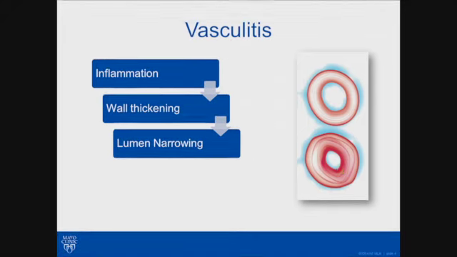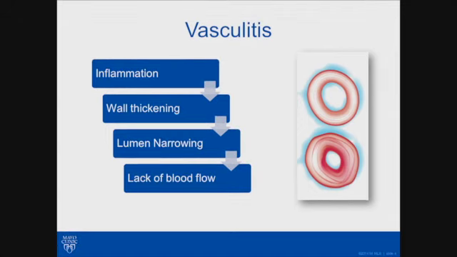And narrow means that less blood can get through that channel, and lack of blood flow, of course, is going to be damaging to whichever organ that blood vessel is supplying. So in the case of large vessel vasculitis, for example, one of the most feared consequences in giant cell arteritis is loss of vision. That's because we're interrupting the blood supply to a very important organ, which is the optic nerve at the back of the eye.